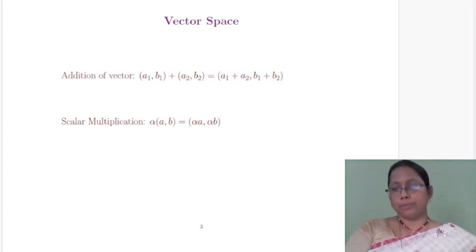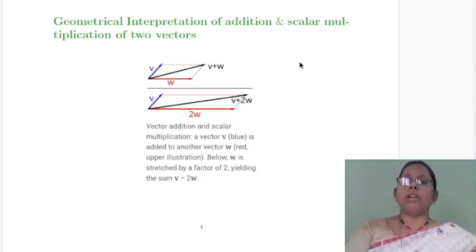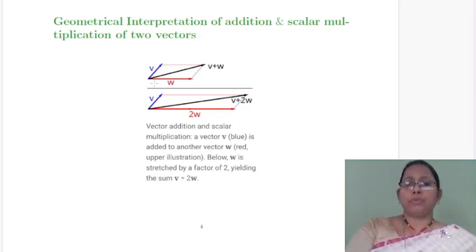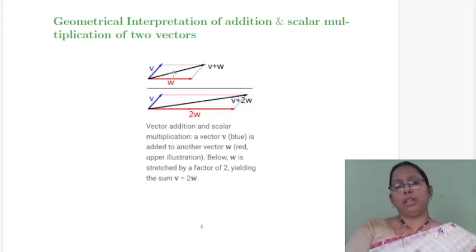The next is geometrical representation. Geometrical interpretations of addition and scalar multiplication of two vectors. Here we have two vectors, one represented by blue color, another represented by red color. To obtain the vector addition, we complete the sides of a parallelogram. Then this diagonal will give the addition of the two vectors.